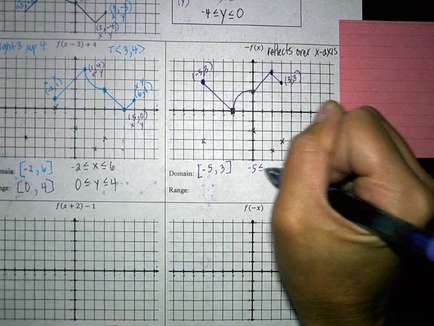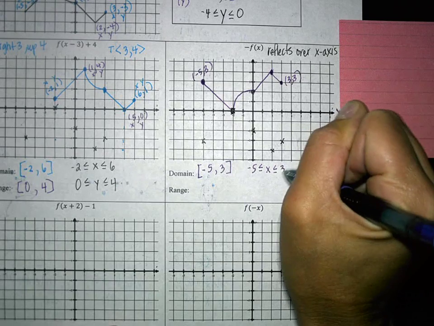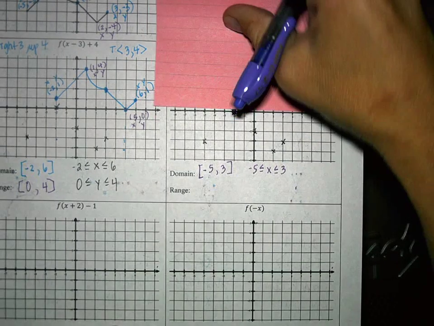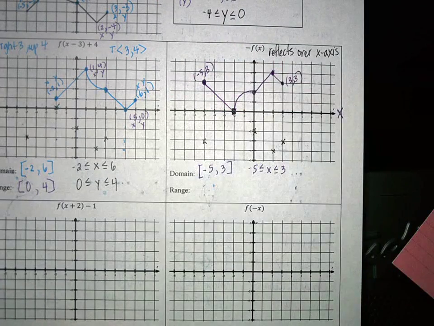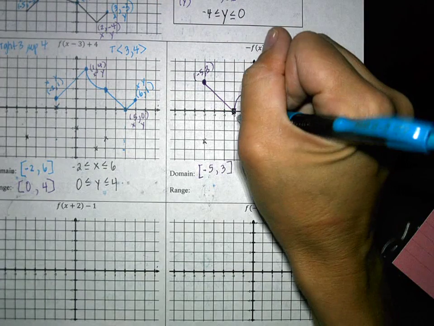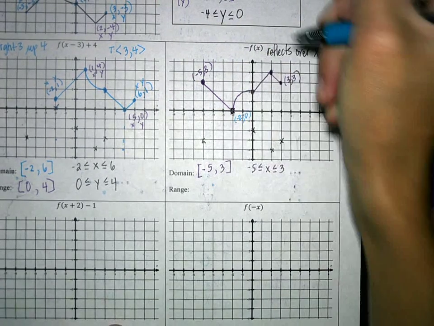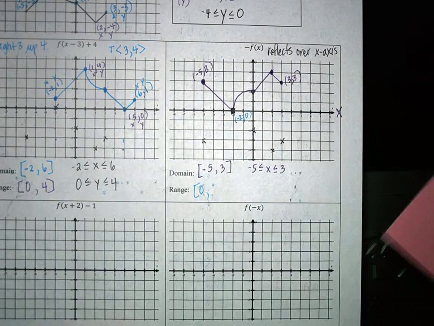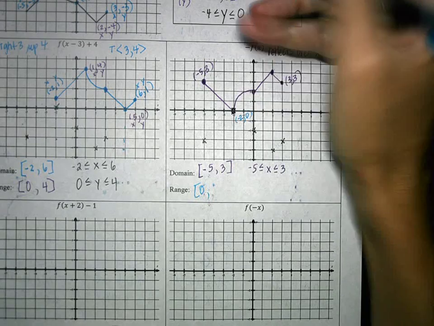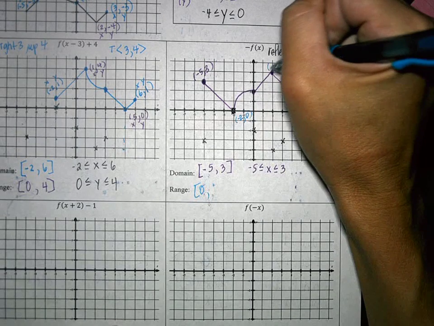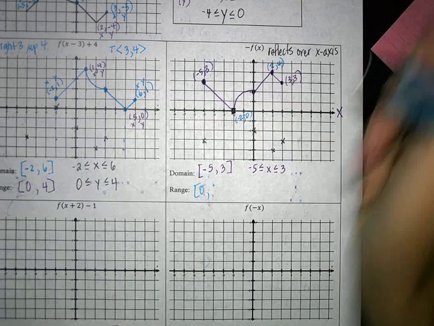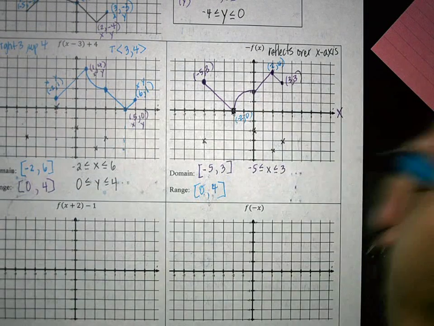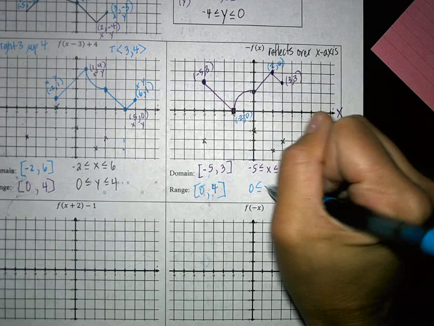or equal to 3. For my range, my smallest range value is right down here, and that point right there is at negative 2, 0. And so on my y, it starts at 0. Good. Going up here, this point right here is at, good, 2, 4. So for my range, it ends at 4. And in inequality form, that would be 0 is less than or equal to y is less than or equal to 4.